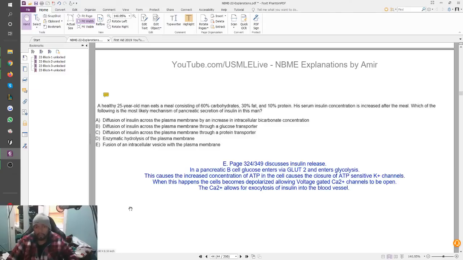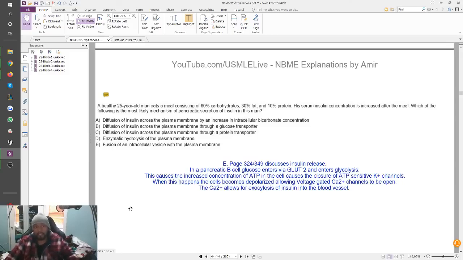So here, when they mention bicarb, it shouldn't ring a bell, right? Because bicarb has nothing to do with insulin going into cells, so that's wrong. Diffusion of insulin across the plasma membrane through a glucose transporter. Insulin doesn't go through a glucose transporter. Glucose goes through a glucose transporter, so B is wrong. Diffusion of insulin across the plasma membrane through a protein transporter. Trick answer choice, but if insulin needed a protein transporter, you should be able to tell me what the protein transporter is, because you've been studying for a while, right? And no protein transporter comes to your mind, so C is wrong.